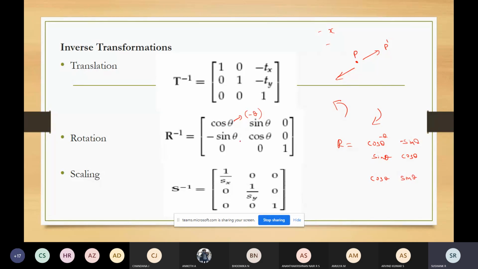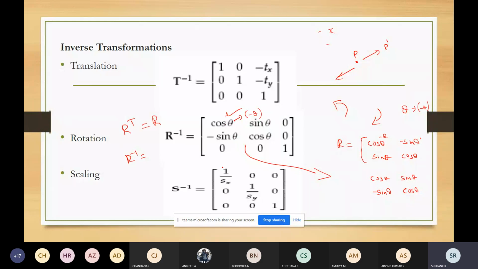Again, the sign of this is sine of theta, no? So this will be minus. After this, again sine of minus theta, minus sine of minus theta means minus sine theta. Again cos of minus theta will become cos theta. That is how you get the final R inverse for this R matrix, by replacing theta with minus theta. So R inverse is nothing but the transpose of R. If you interchange the rows with columns, you will get the transpose of the matrix.